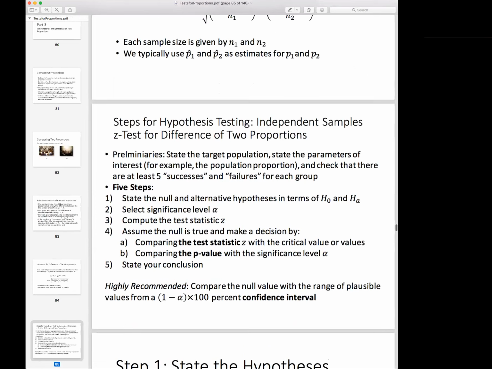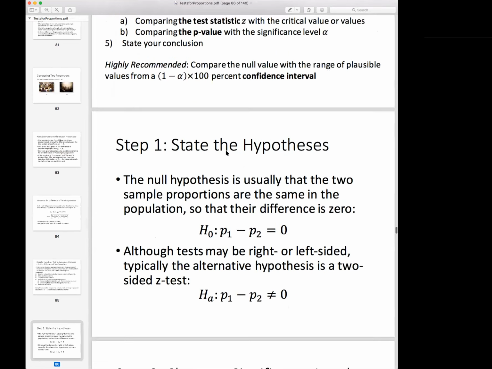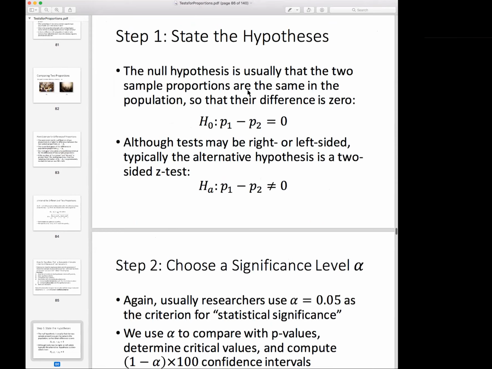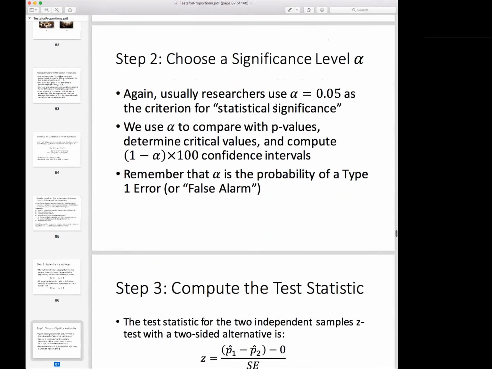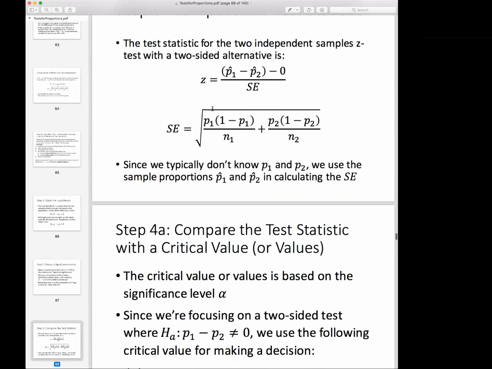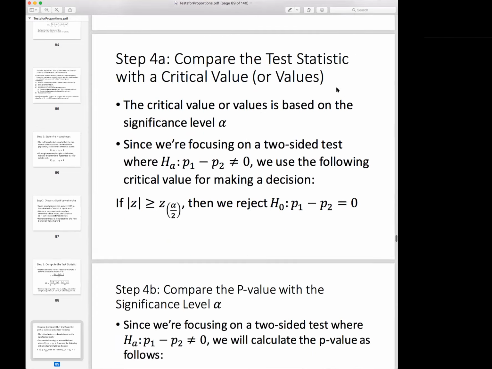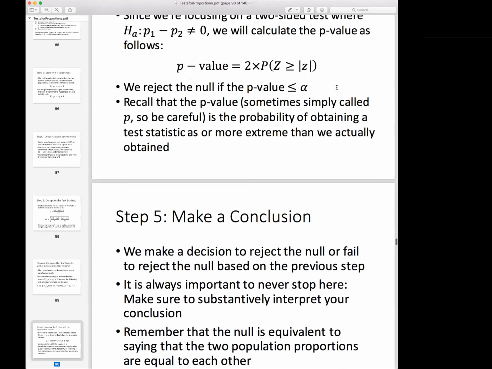Again, we can use a hypothesis test for the difference of the two proportions. Our null will be that there is no difference, that this difference is 0, and our alternate will be that there's a non-zero difference here. We will choose a significance value, compute a statistic, and compare it with the critical value, and come up with our conclusion.